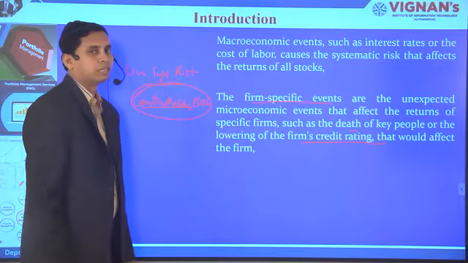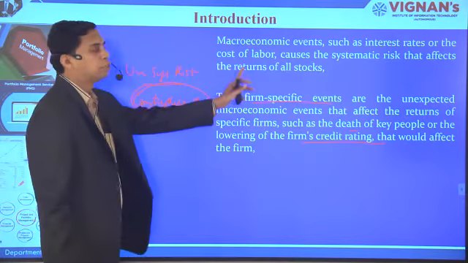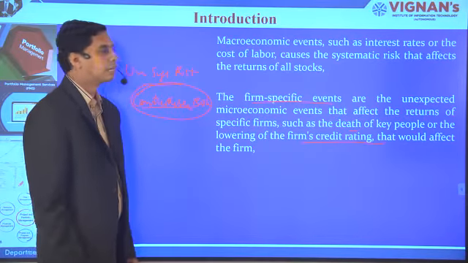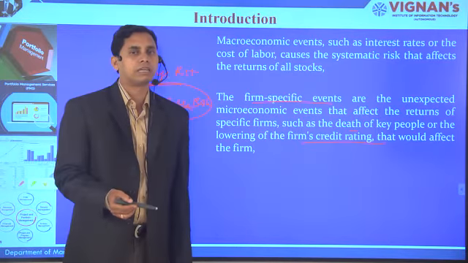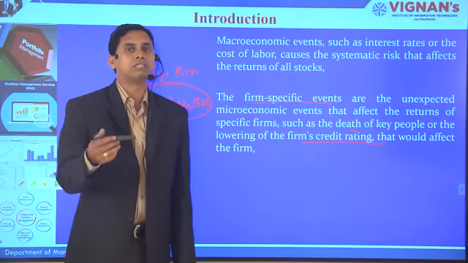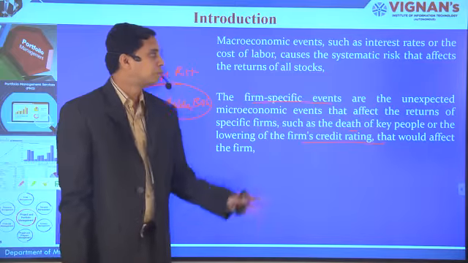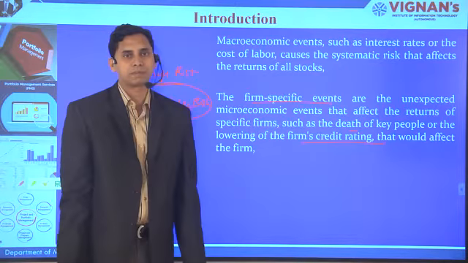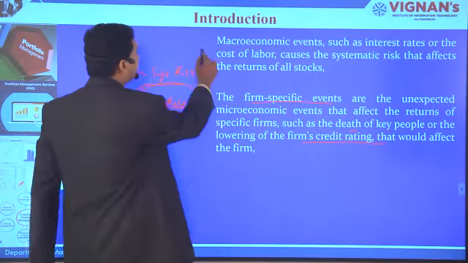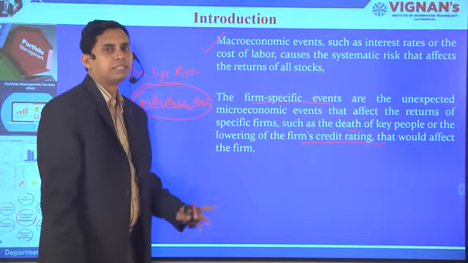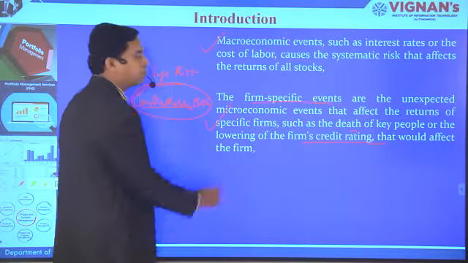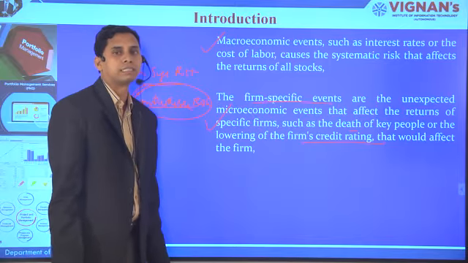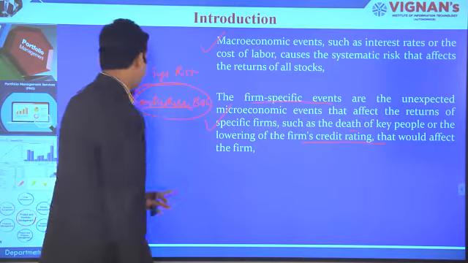And this controllable risk is also interpreted by the Sharpe single index model. Any firm specific events, and the risk related to these firm specific events, are also included in this particular Sharpe single index model. So firstly, we have considered the macroeconomic events related risk, that is systematic risk. Secondly, we have considered the firm specific events related risk, that is unsystematic risk.